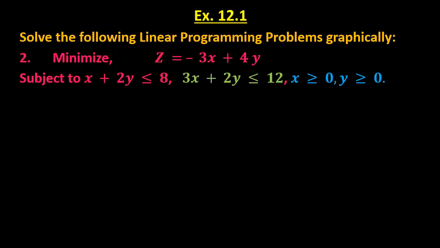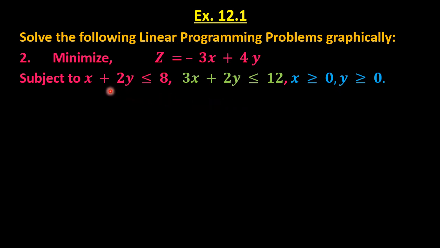Now let me solve question number 2 from exercise 12.1, and the question is: minimize z equals minus 3x plus 4y. So this is the objective function, subject to the constraints. Here a system of linear inequalities is given: x plus 2y less than or equal to 8; second, 3x plus 2y less than or equal to 12; and the non-negative constraints x and y greater than or equal to 0.